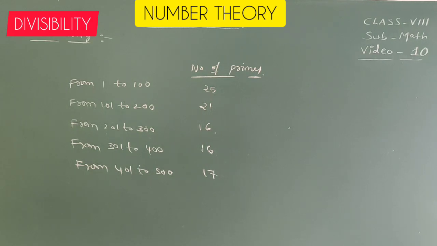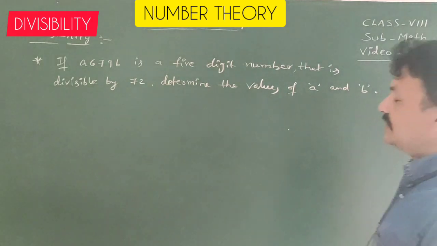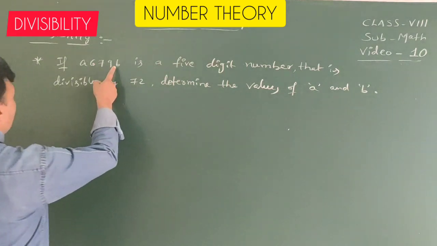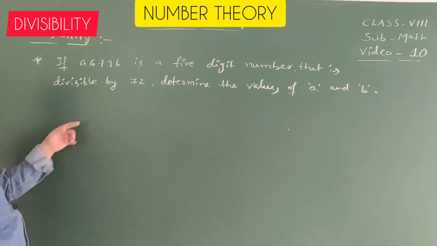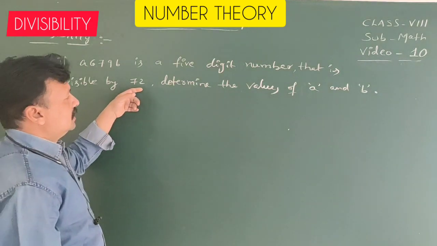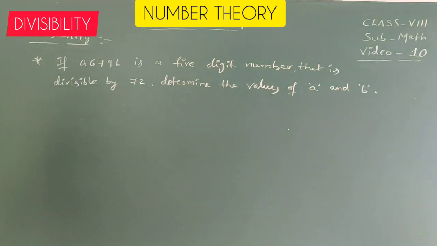Okay, these primes are there. Okay, next important problems. Now here, if A679B is a 5-digit number that is divisible by 72, determine the values of A and B. They asked: determine the values of A and B.